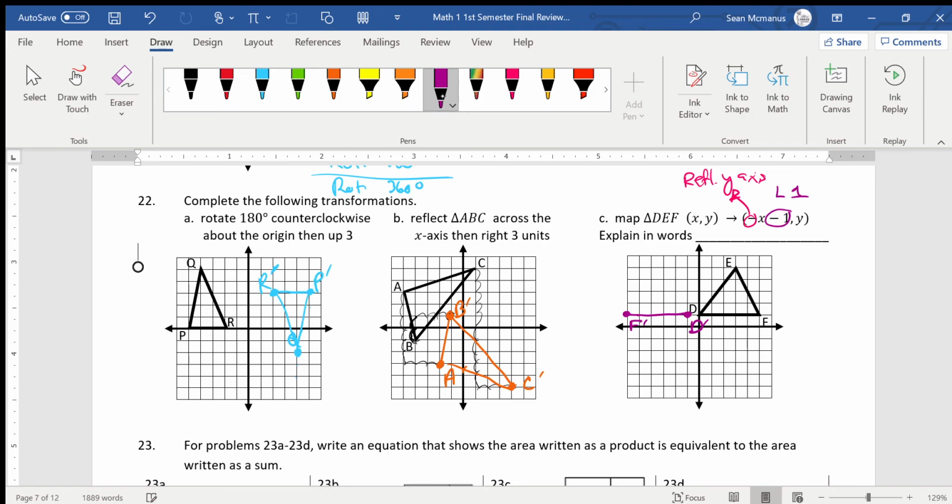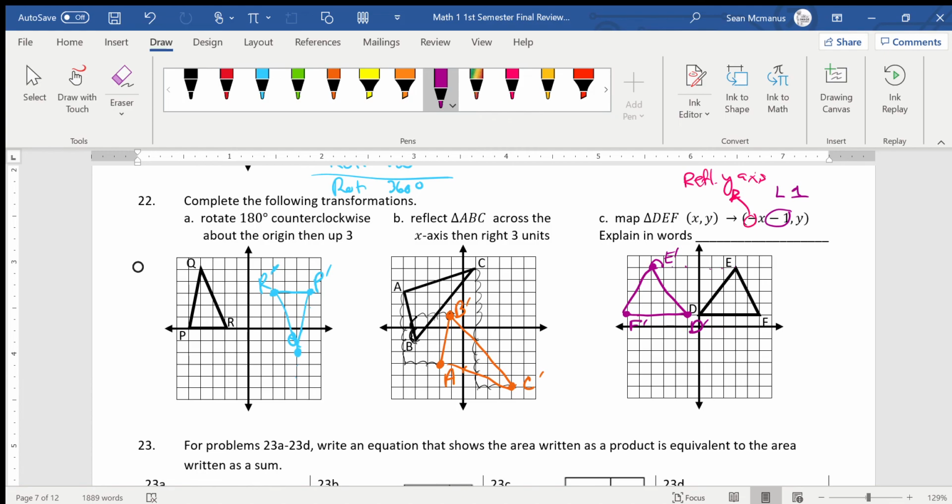E, reflect across the y-axis, so it's 1, 2, 3 units away, so I go 1, 2, 3 to reflect, and then to the left 1. All right, so I know those are a little bit tricky. So, all right, that was a longer video, but we got all the transformation stuff in.